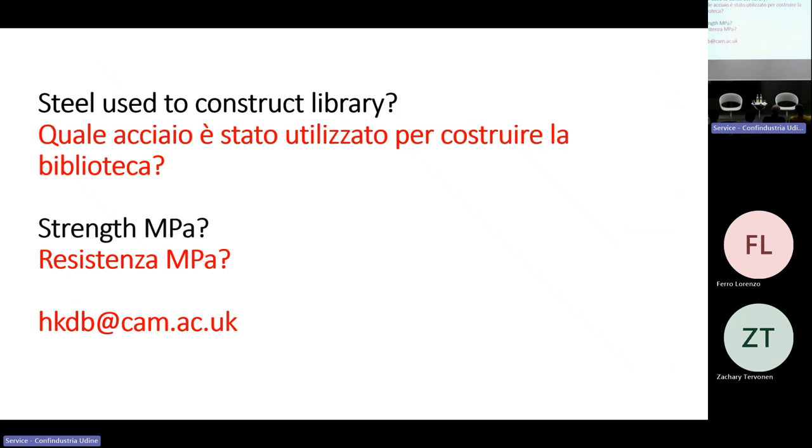So the steel is really quite ordinary steel with a strength of the order of 250 to 300 megapascals. And the reason why I'm interested in this will become clear later on in the talk, okay?